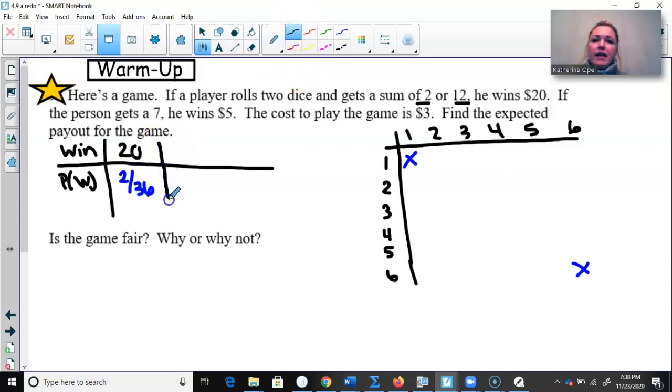Next, if a person gets a 7, he wins $5. Oops, I was going to put 7 there. My bad. So now we have to think where are all the places we could get a sum of 7. We could get a sum of 7 with a 6 and a 1, a 5 and a 2, a 4 and a 3, a 3 and a 4, a 2 and a 5, or a 1 and a 6. There are 6 different ways out of 36 total possibilities that we could get a sum of 7, which would make us win $5.